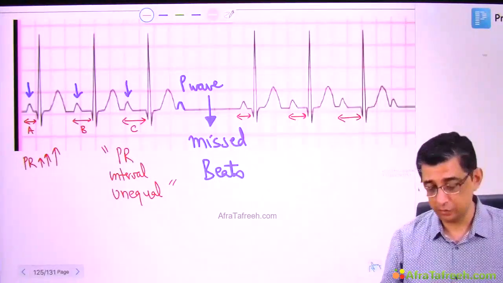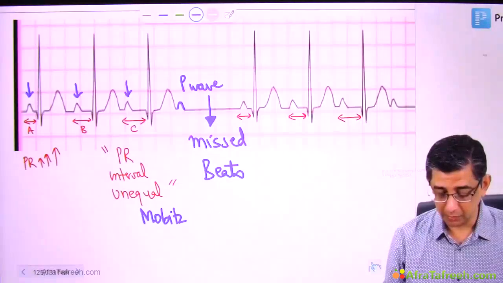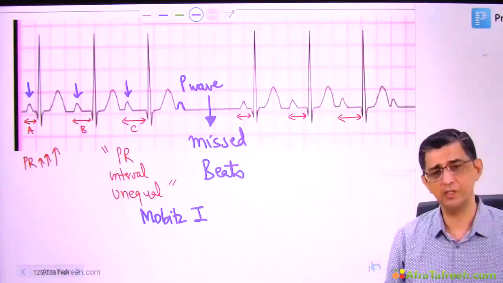So the highlight of Mobitz 1 heart block per se is that there is a serial prolongation. Why? Because the problem lies in the AV node. The AV node is anyway slowly conducting.